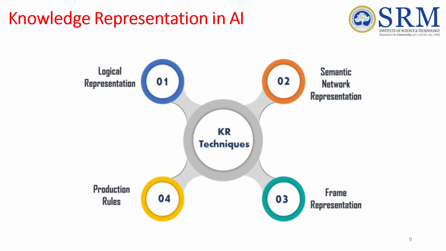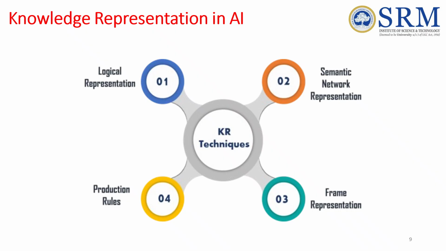Logical representation is easy to understand, supports accurate reasoning, and conclusions are logically valid. So these are the advantages of it. It is difficult to represent uncertain knowledge and can become complex for large systems. These are the disadvantages. Expert systems, theorem proving, and automated reasoning systems are the applications of logical representation.